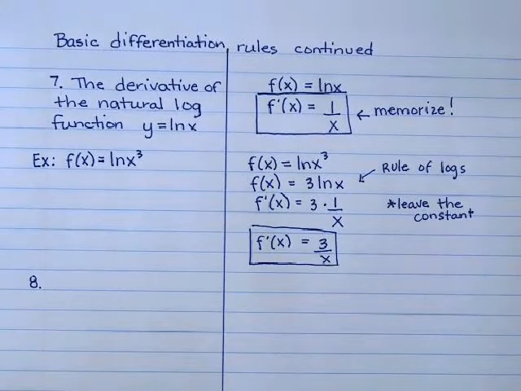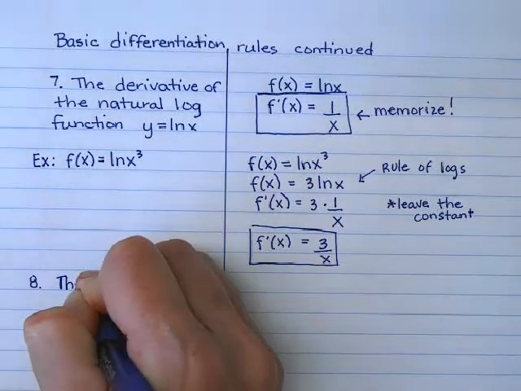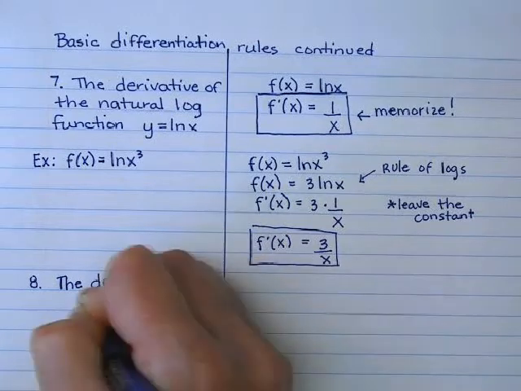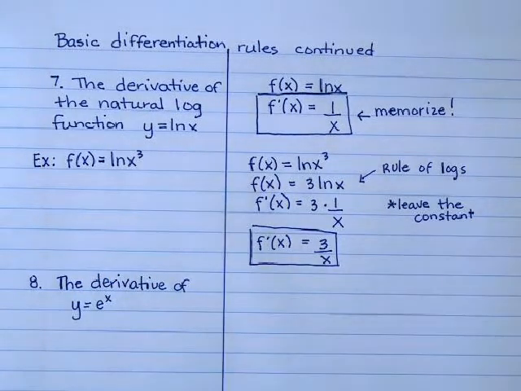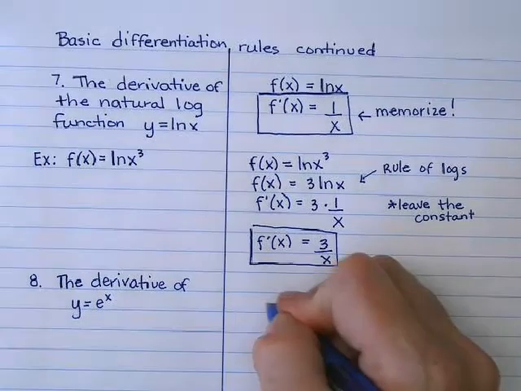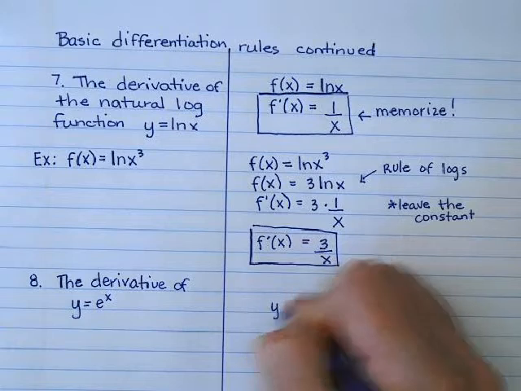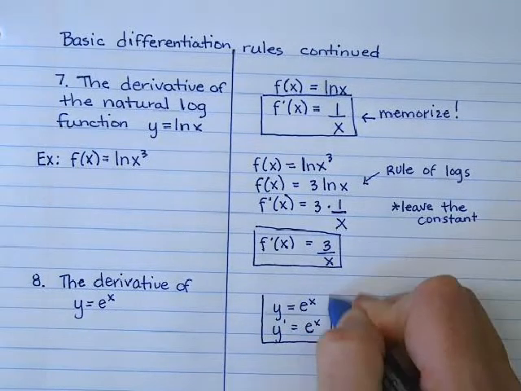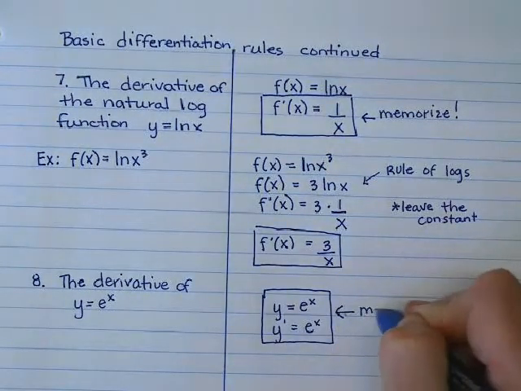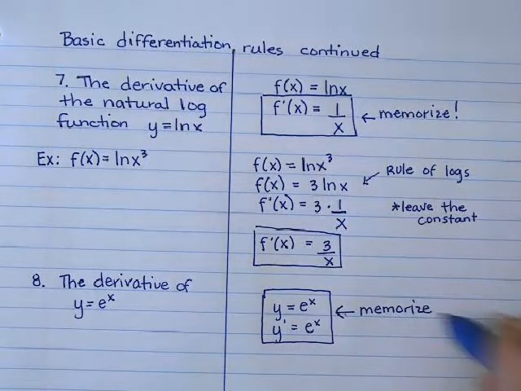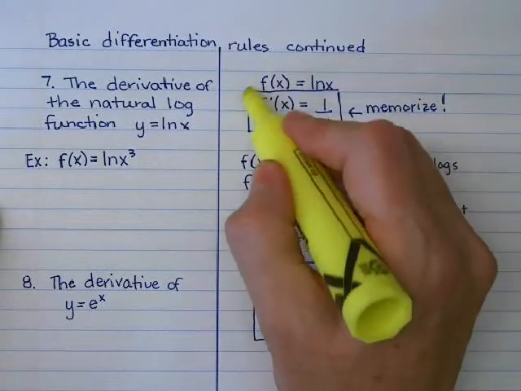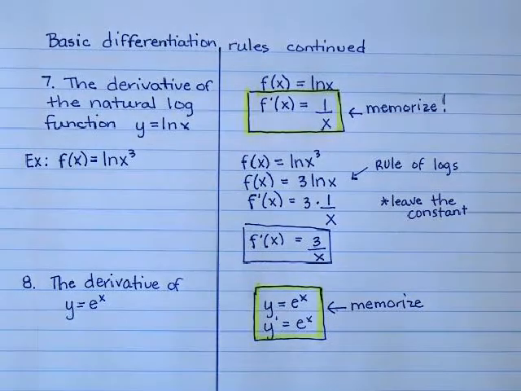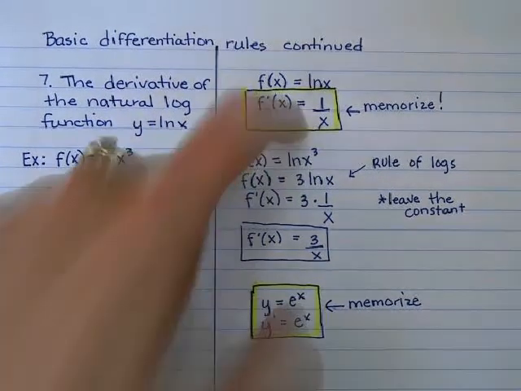Okay, so number 8 is the derivative of y equals e to the x. And this is a very interesting one. It's the only function whose derivative is the same as the original function. No other function does this. Okay, so this is going to be another one that we memorize. Maybe I'll box these here so you can see what you're memorizing. Okay, so let's just look at a bunch of examples where I'm going to put these two together.